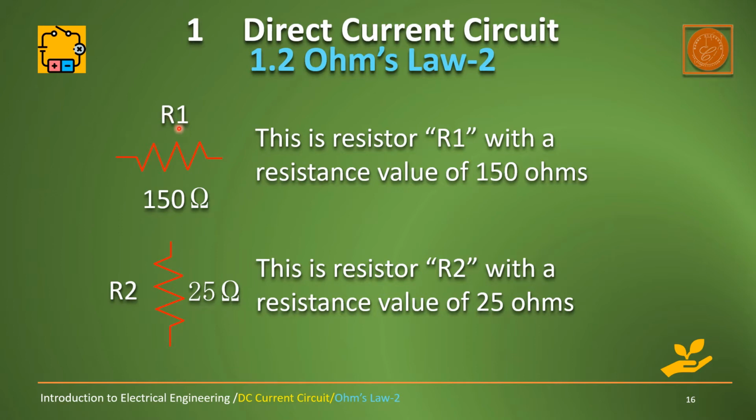So this is R1, and this is 150 ohm. This means this resistor's value is 150 ohm, and its number is R1. And this one is R2, because in the same circuit each resistor has a unique identifier number. So R1, R2, R3. And the value of this resistor is 25 ohm.